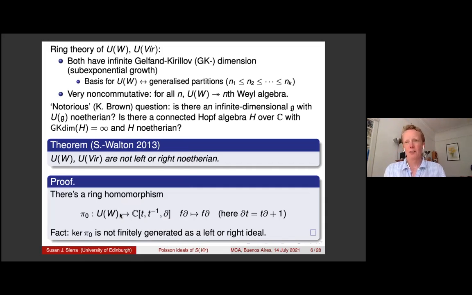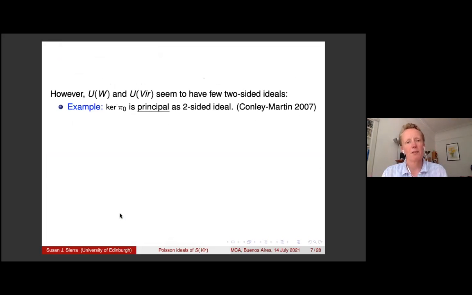And it turns out that the kernel of this map is an infinitely generated left and infinitely generated right ideal. So it's the obvious thing you might want to look at to see if the ring is Noetherian. But one of the interesting things about these enveloping algebras is that they seem to have a very sparse two-sided structure. An example of this is that the kernel of this map pi naught, this infinitely generated one-sided ideal, as a two-sided ideal is actually principal, generated by just a single element.